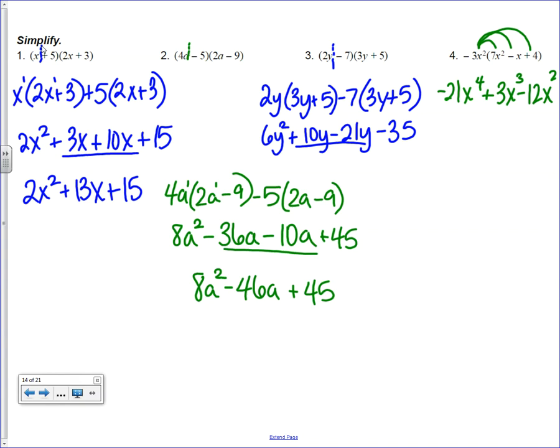Okay, and if you put your like terms together in the middle, I couldn't have said it better myself.